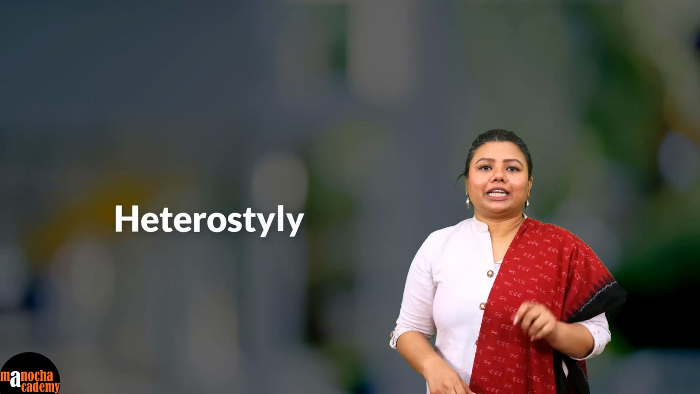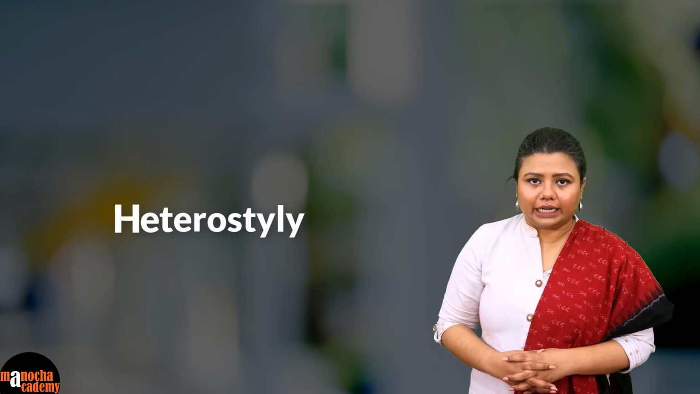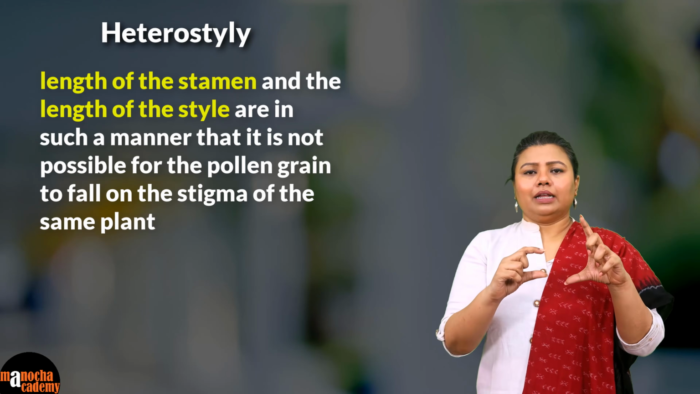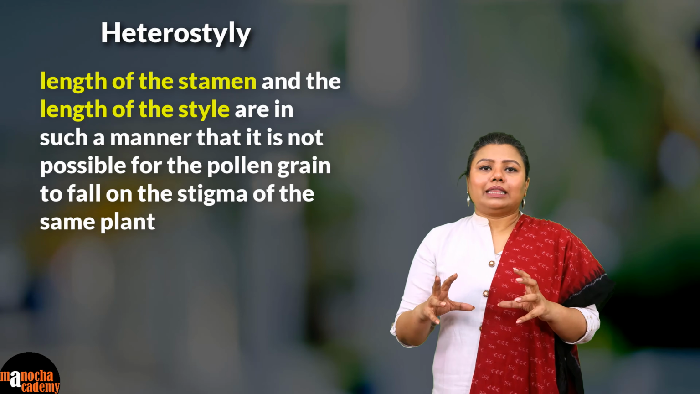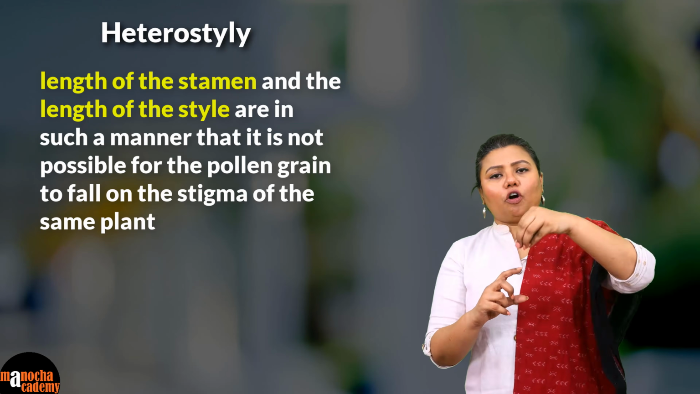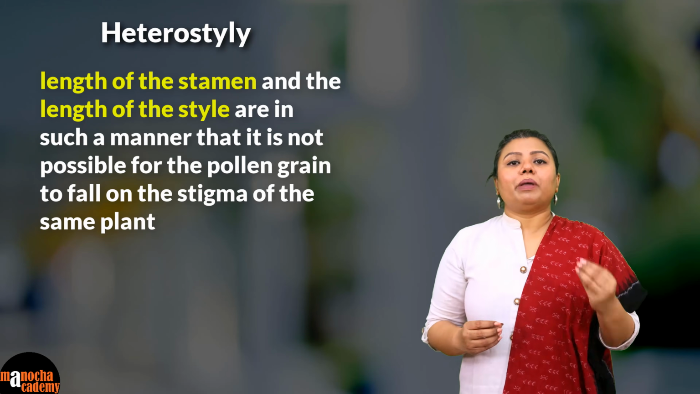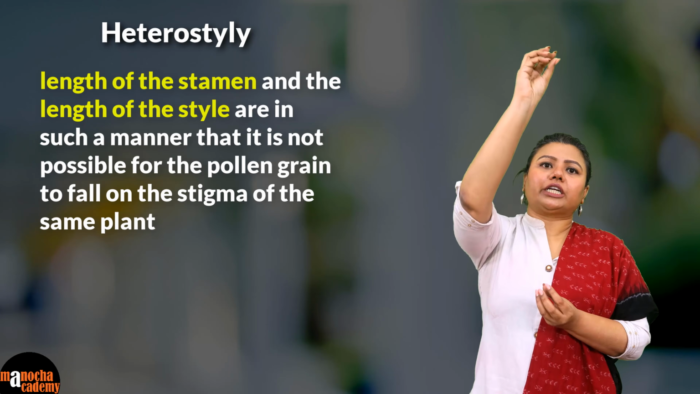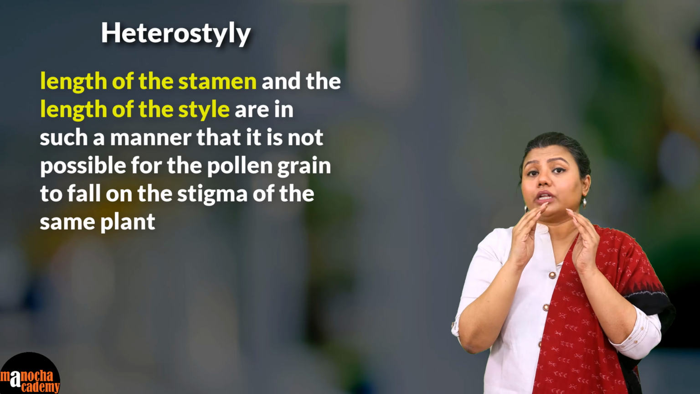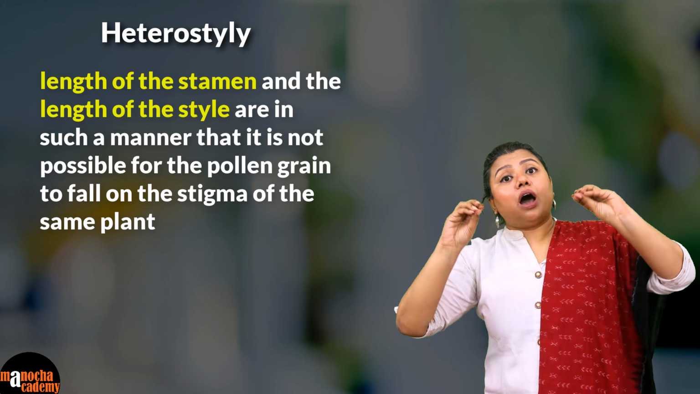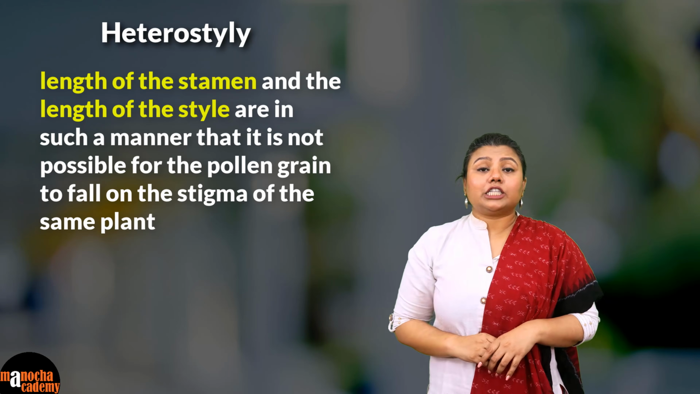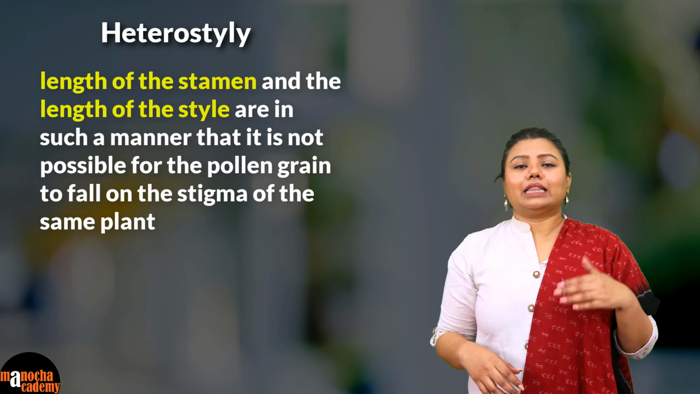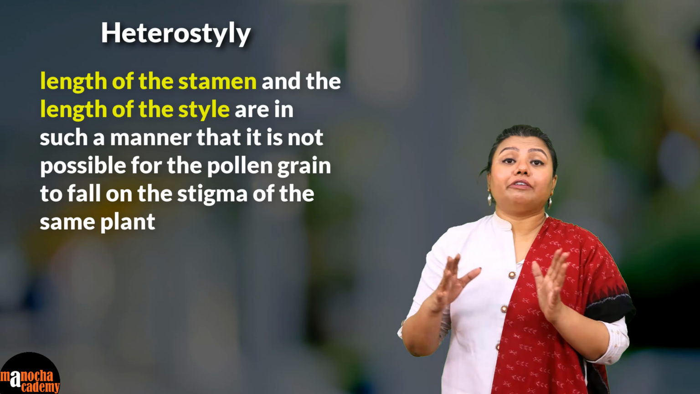The next characteristic feature that ensures cross-pollination is called heterostyly. Sometimes the length of the stamen and the length of the style are in such a manner that it is not possible for the pollen grain to fall on the stigma of the same plant. Maybe the style of the gynoecium is longer, so the stigma is projected outside, whereas the pollen grains are inside. So there is no possibility that the pollen grain can travel out of the flower and fall on the stigma. This is called heterostyly, meaning the difference in length of the style and the filament of the stamen.